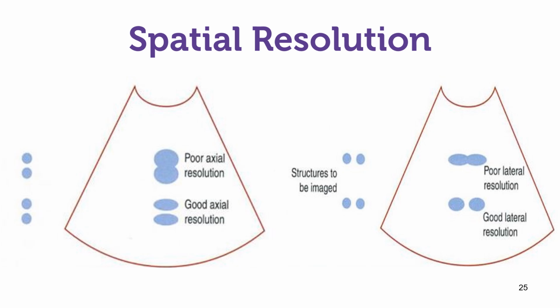We'll begin with spatial resolution. This is your system's ability to detect and display structures that are anatomically separate. There are 2 types: axial resolution, which is along the path of the beam or down the screen, and lateral resolution, which is across the path of the beam or across the screen.